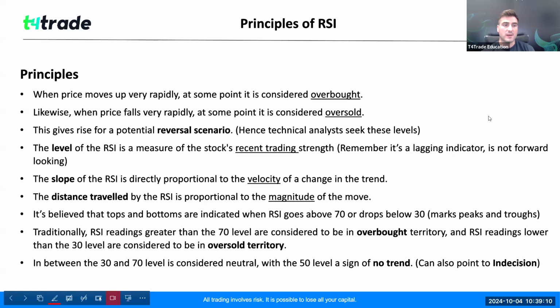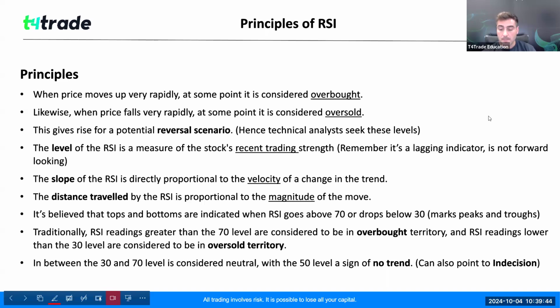So principles: when prices move up very rapidly, at some point that market or instrument is considered to be overbought, and that has implications, and we look at that on a day-to-day basis. Likewise, when price falls very rapidly, at some point it is considered oversold. So this gives rise to a potential reversal scenario. Hence, technical analysts seek these levels. The level of the RSI is a measure of the stock's recent trading strength. And remember, this is a lagging indicator, it's not forward-looking.